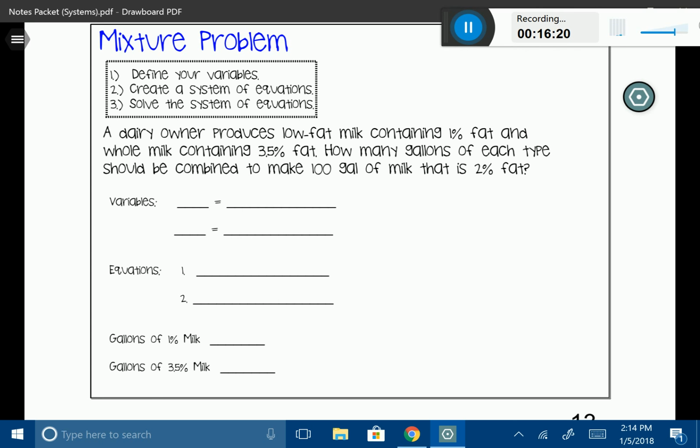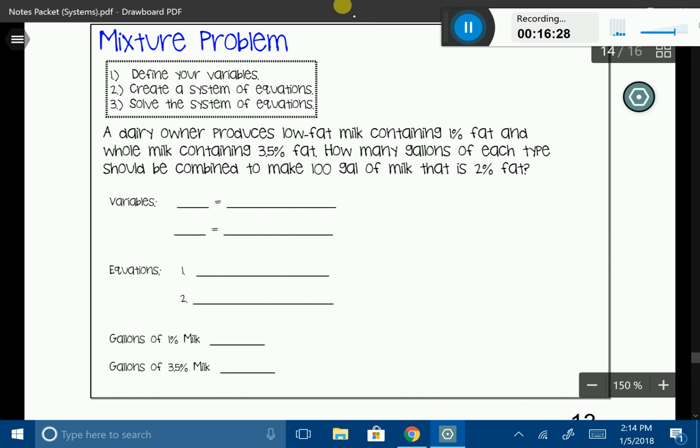So what we want to do first is define our variables. Obviously, we have our 1% and our 3.5%. Those are going to be the variables that we're working with. So let's call X our 1% milk. And we'll say that Y is going to be our 3.5% milk.